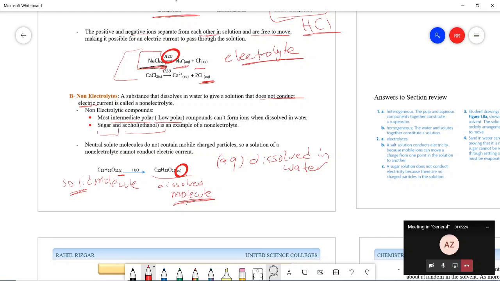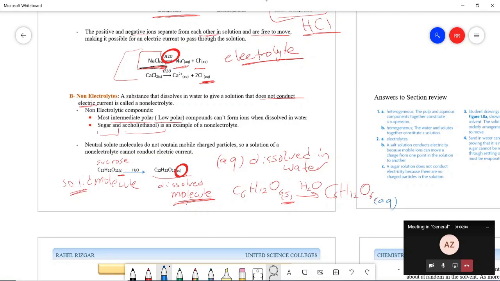Let me give you another example. So this is sucrose. This sugar is sucrose. Same thing for glucose or ethanol or alcohol. So glucose is C6H12O6 and it's solid. If it dissolves in H2O, see, it dissolves in H2O. It just doesn't become ions. It cannot get separated into ions. It becomes C6H12O6, but instead of solid, I will write AQ.